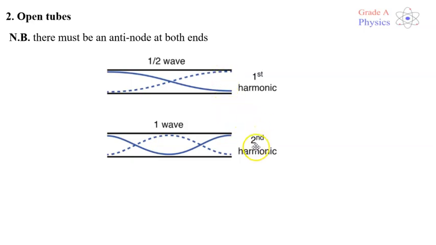The next harmonic, once again, we've got an antinode at both ends. In this case, we're going to have antinode, node, antinode, node, antinode. So this is the second harmonic. We've got half a loop, and half a loop. So two full loops, which represents one wave. So again, we could use this to work out either the wavelength and therefore perhaps the velocity of the wave if we know the frequency.